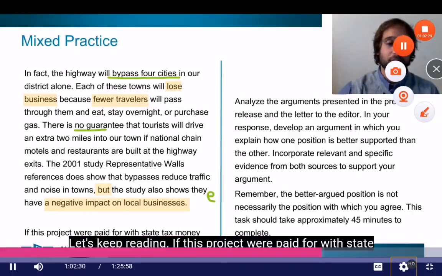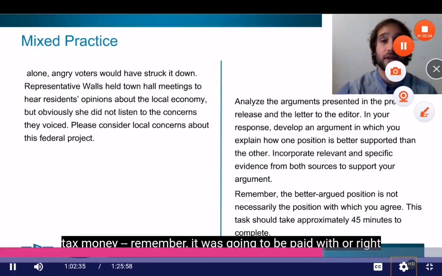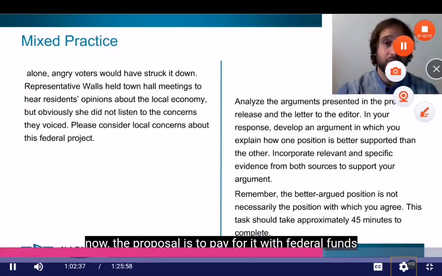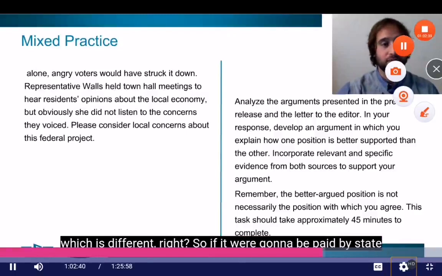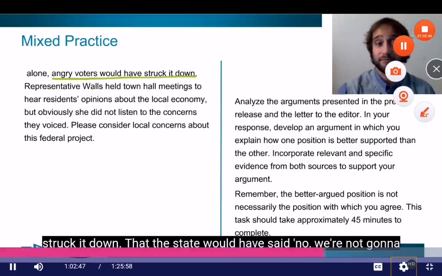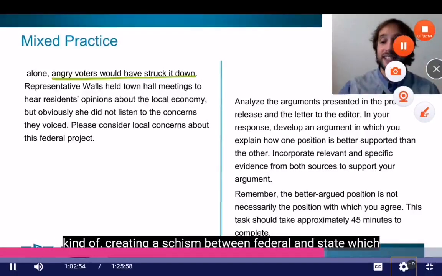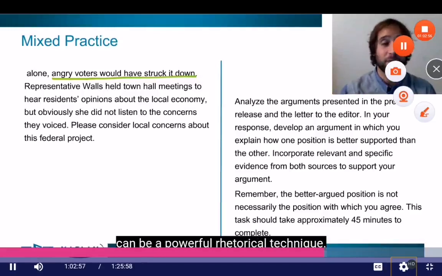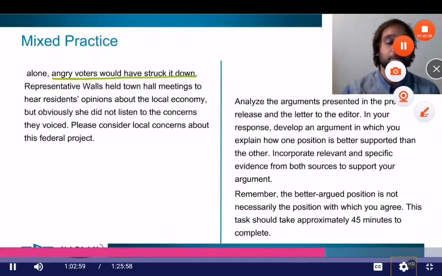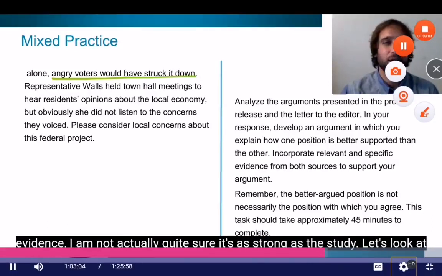Let's keep reading. If this project were paid for with state tax money, or right now the proposal is to pay for it with federal funds, which is different, right? So if it were going to be paid by state funds alone, this person believes that voters would have struck it down, that the state would have said, no, we're not going to do that. It doesn't help us. But it seems like our author here is kind of creating a schism between federal and state, which could be a powerful rhetorical technique. It seems like speculation, though. So in terms of our levels of evidence, I'm not quite sure it's as strong as the study.